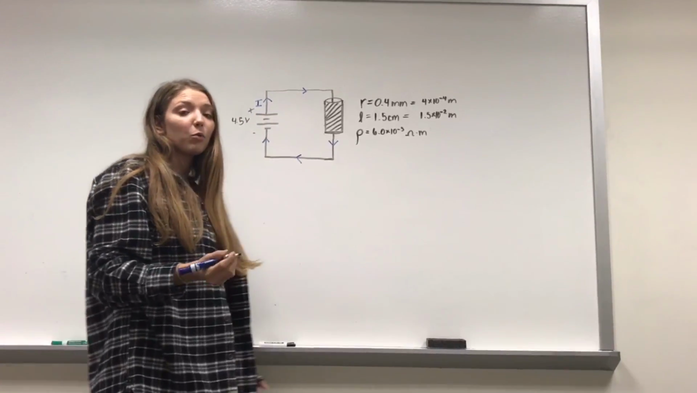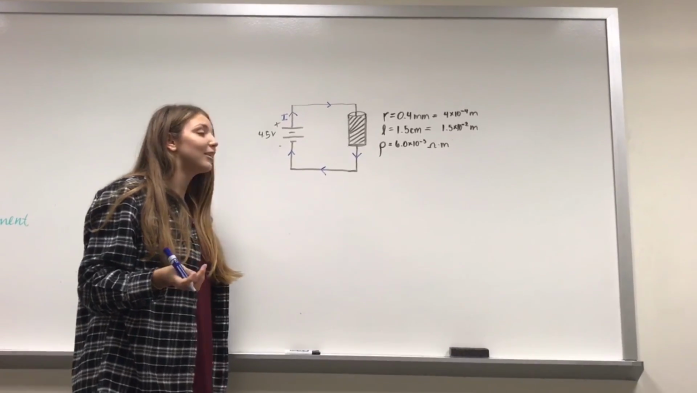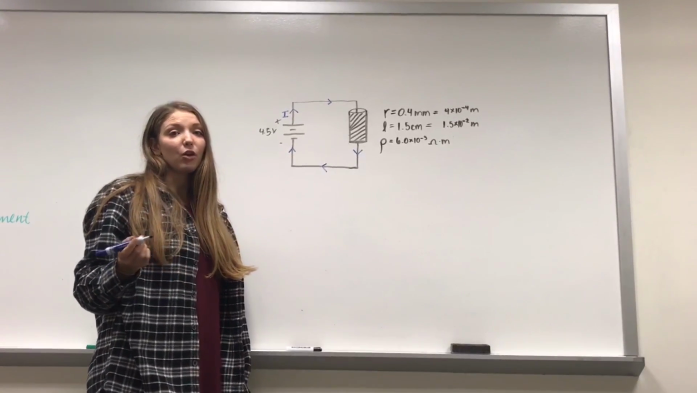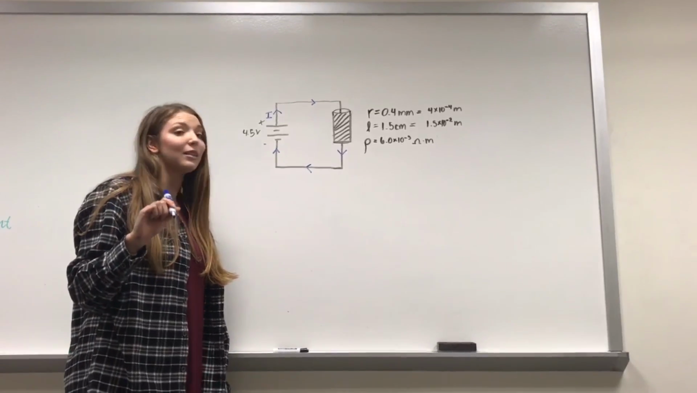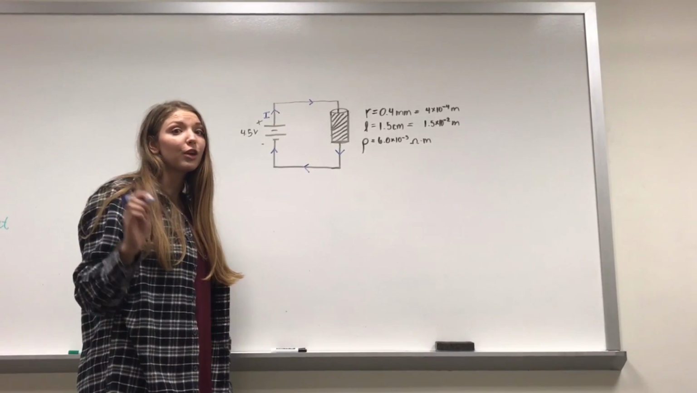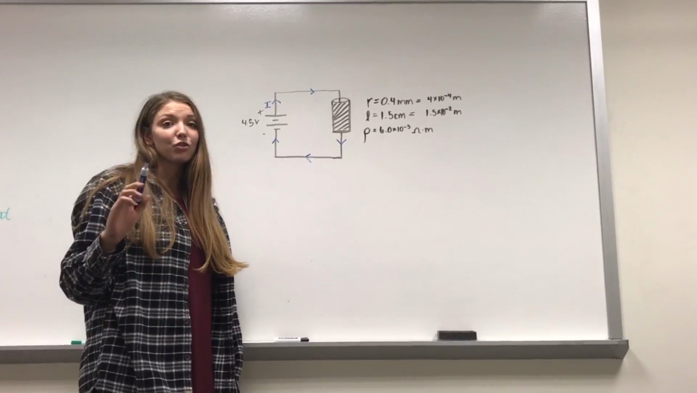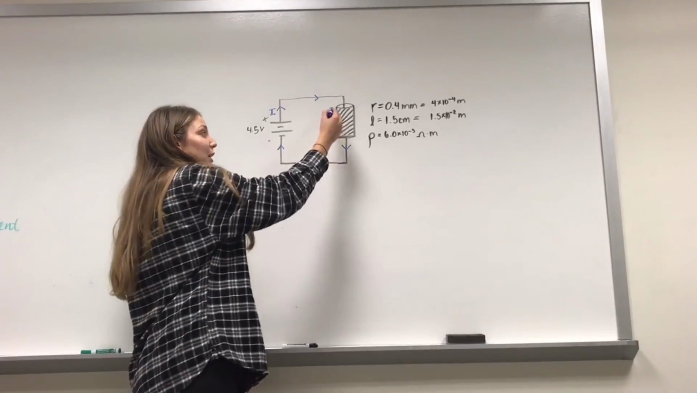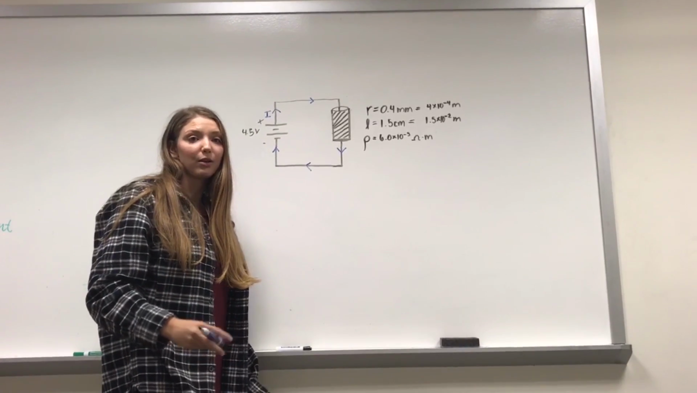So in order to find what the current is, we need to start by finding what the resistance is. And to find resistance, we know that it's the resistivity times the length of the resistor divided by the area. And the area is just a cross-sectional area. So in our case, it will just be the top of our cylinder, and it will be pi r squared.